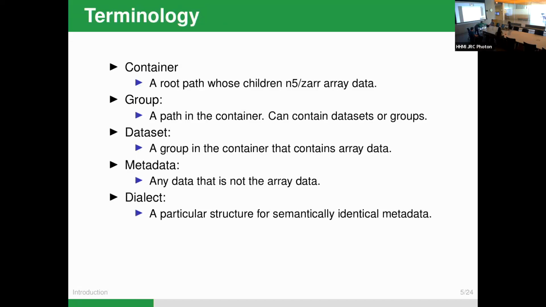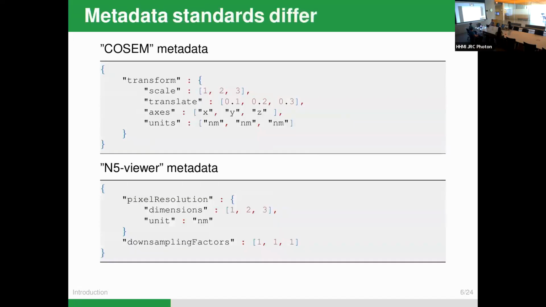Let's skip this terminology slide. Metadata standards differ, so we might want to write some translation that goes from one metadata standard to another one. Here you see a lot of the stuff that's stored here is the same. There's a scaling transformation, this would be pixel resolution, and it's just stored under a different name in the same kind of structure. So if you have a program that understands this, but you get something with this, how might you write a small program that turns one into the other? That's something that we might see today.